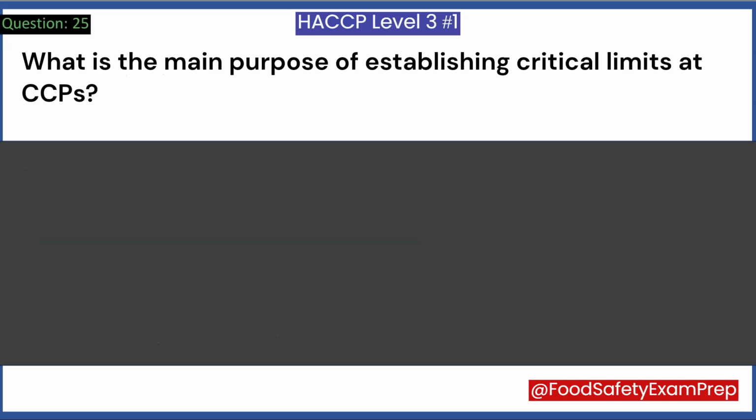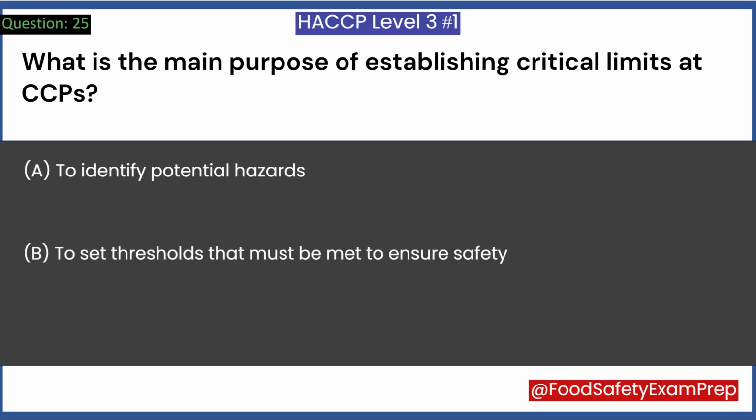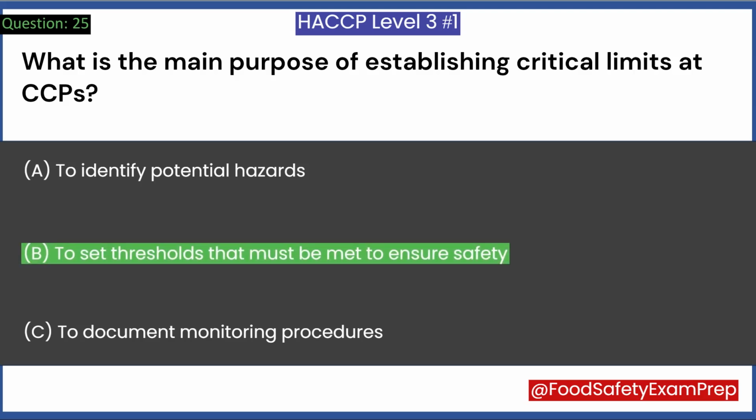What is the main purpose of establishing critical limits at CCPs? A. To identify potential hazards. B. To set thresholds that must be met to ensure safety. C. To document monitoring procedures. Answer: B. To set thresholds that must be met to ensure safety.